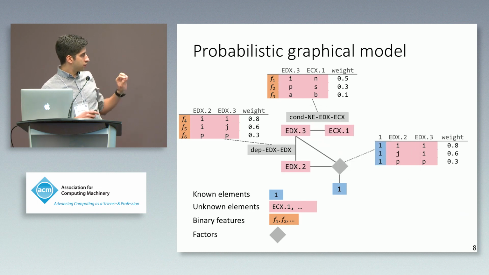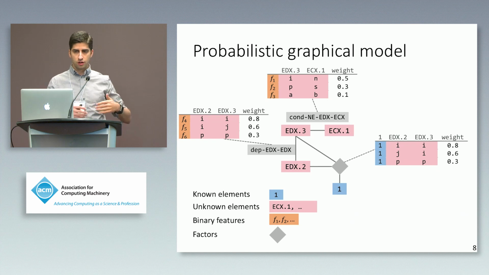So the key point here is that once we have defined all the feature functions and the weights, then we can find the most likely assignment for all the registers. So what should be their names, what should be their types. Note that there is this interdependence on how we assign the names. Depending on what name we would pick for EDX3, this influences what values we would pick for some of the other registers.